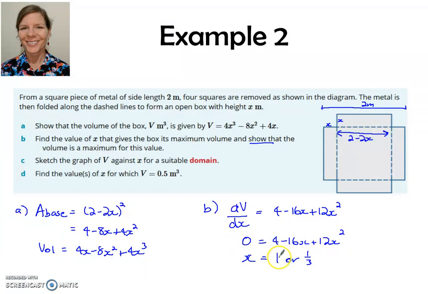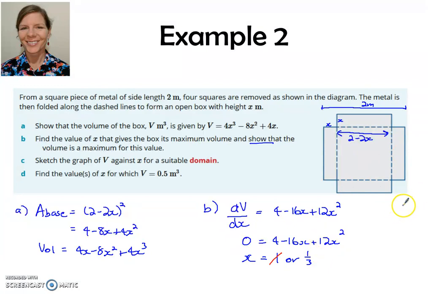Because if you look at x equals 1, if this value here is 1, then that's going to take that right to here. And it means that you'll have nothing left in terms of the metal. So that doesn't make sense because that's half of this 2 meters here. So we can't have that one. So it must be that x is a third.